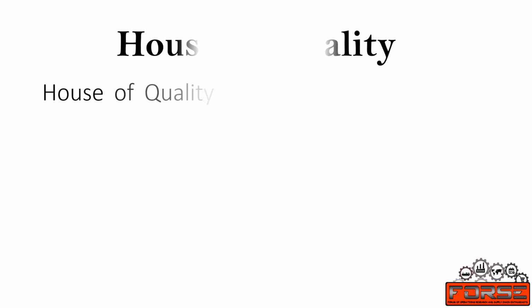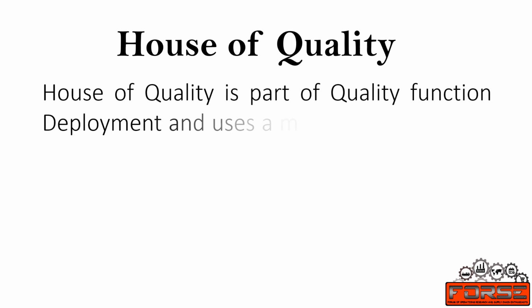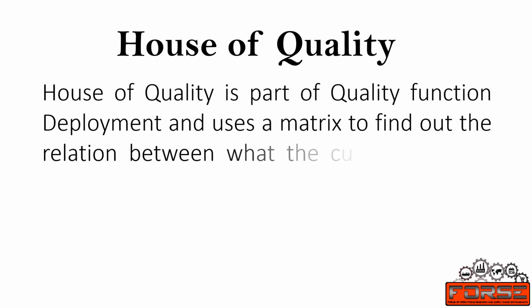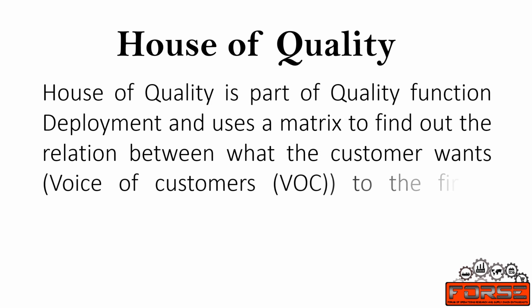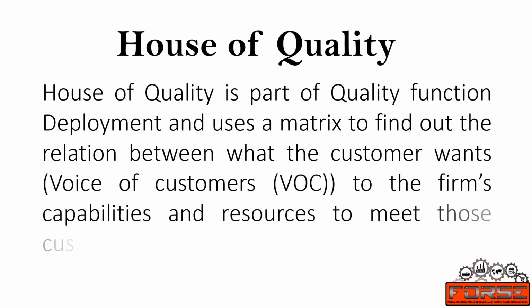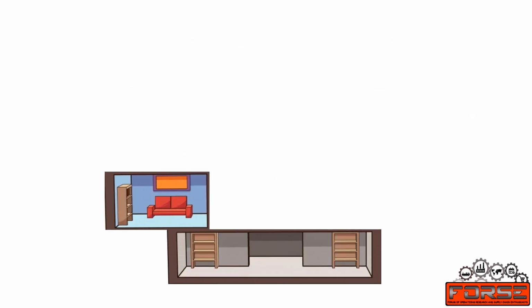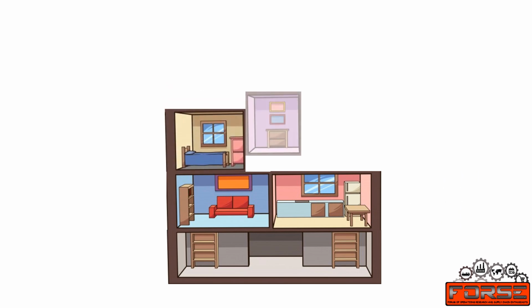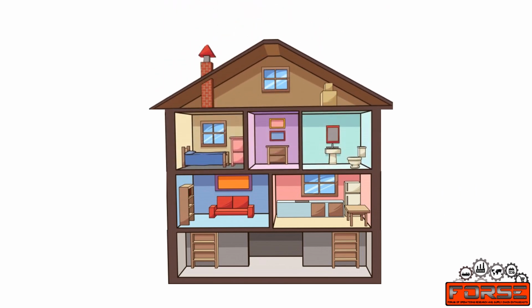House of Quality is a part of quality function deployment, and uses a matrix to find out the relation between what the customer wants, to the firm's capabilities, and resources to meet those customer desires. The name House of Quality matrix resembles that of a house with various sections, namely roof, ceiling, main room, foundation, etc.